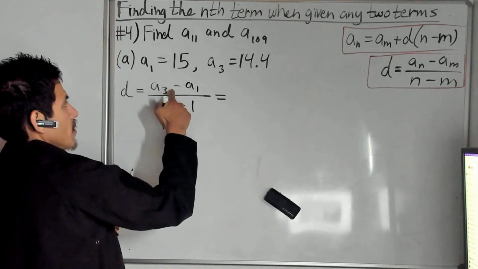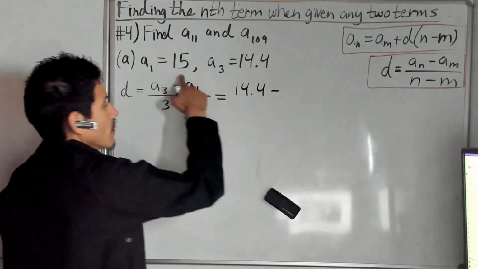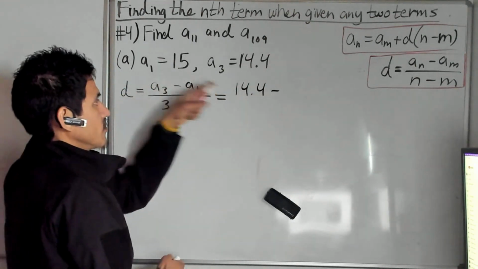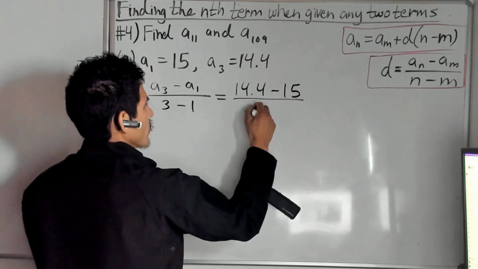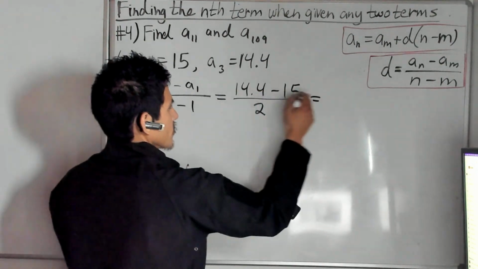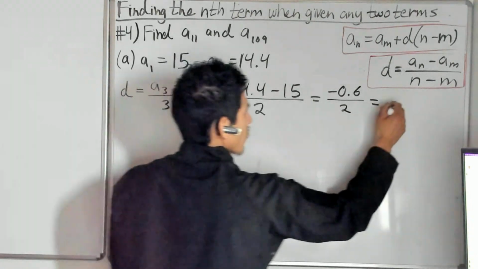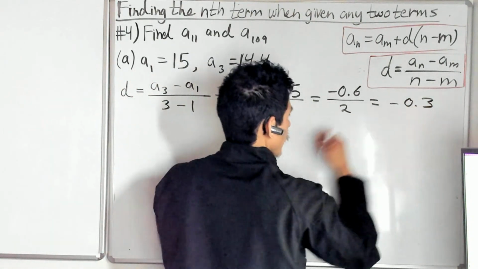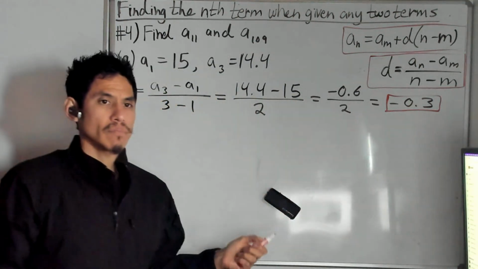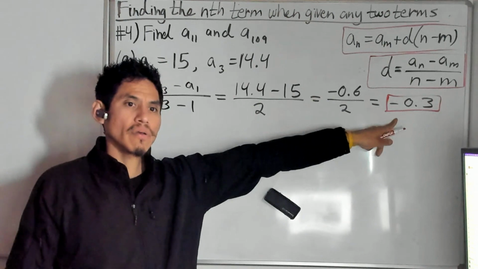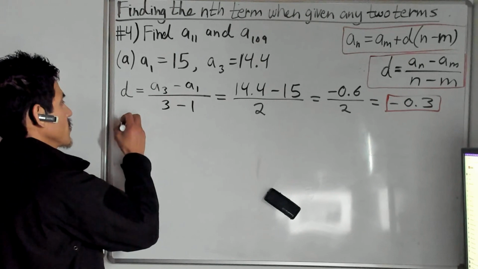And then let's now just solve. A3 is 14.4, A1 is 15, over 2. So we get negative 0.6 over 2, which will give us negative 0.3 for the common difference. So now that we got the common difference, we just do what we did in the last couple of examples in the first part of this lesson.